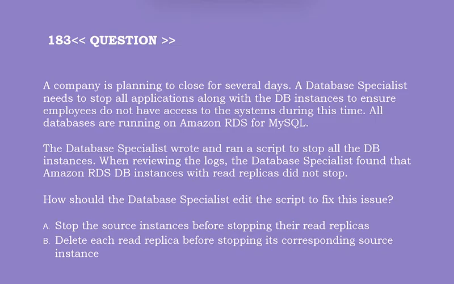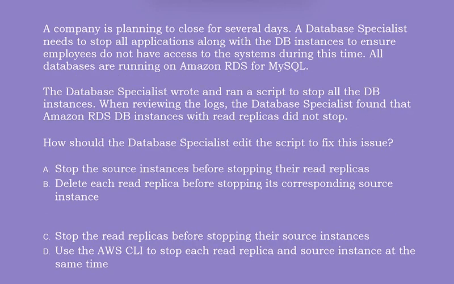The database specialist wrote and ran a script to stop all the DB instances. When reviewing the logs, the database specialist found that Amazon RDS DB instances with read replicas did not stop. How should the database specialist edit the script to fix this issue?